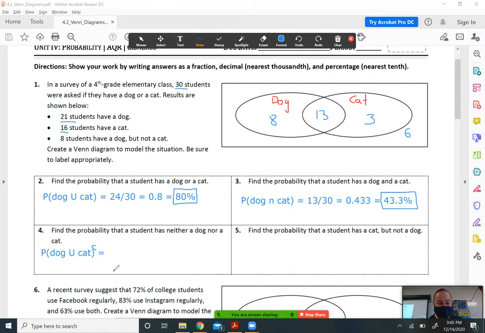All right, I'm not going to get through this one for you. You guys can figure that one out on your own. I just want to give you the correct notation.